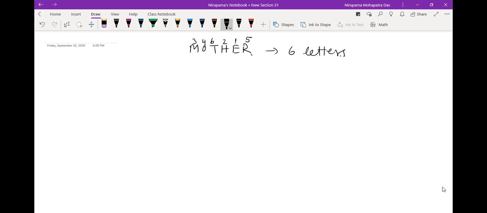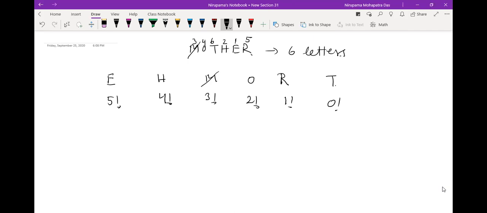First write E, then H, then M, then O, then R, then T. So all 6 letters are written. Now you will start from here: 0 factorial, 1 factorial, 2 factorial, 3 factorial, 4 factorial, 5 factorial. Now M, strike off M here.